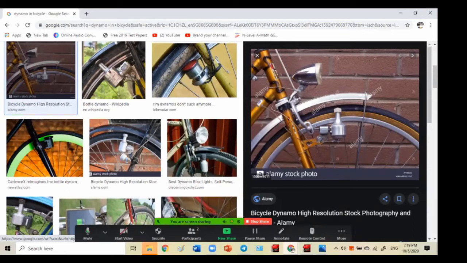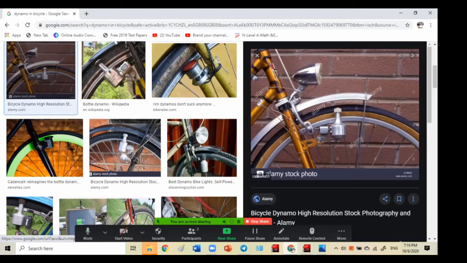Inside it turns a magnet. As long as you turn a magnet inside a coil, electricity will be generated. But it's harder to cycle, because now your wheel is in contact with this dynamo. Do you understand how this works? When this touches the wheel and the wheel turns, it's like a water bottle cap, it turns.